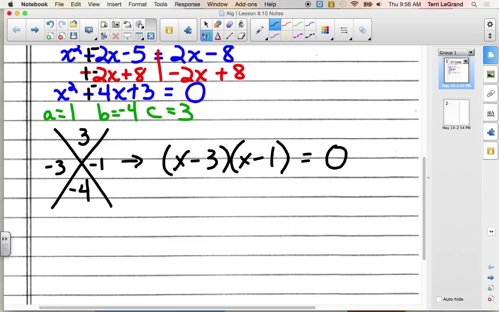But now I still need to solve for x, right? That's what we're doing, we're solving this. So how many solutions is this one going to have? Two. So we have x equals what? What makes this factor equal 0? Remember that? Okay, let's do it. x minus 3 equals 0. x minus 1 equals 0.